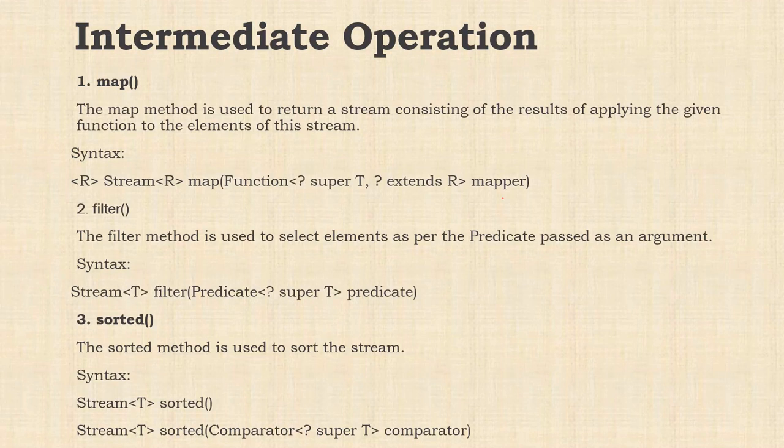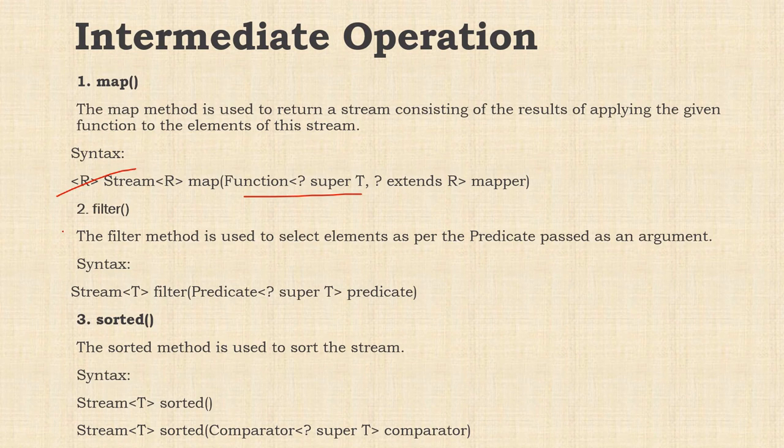So these are the methods, like map. The map method is used to return a stream consisting of the result of applying the given function to the elements of this stream. Here you can pass the function. So this is an overview. At last we'll do the coding to understand everything.